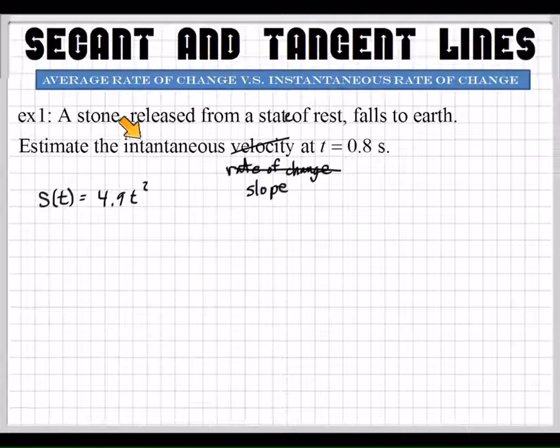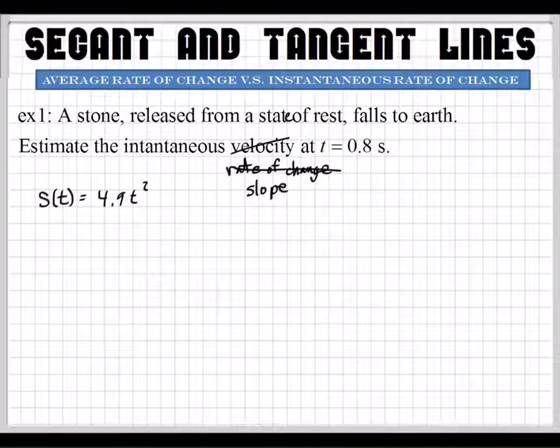Estimate the instantaneous slope at t equals 0.8. Okay, we need to find the slope at 0.8.